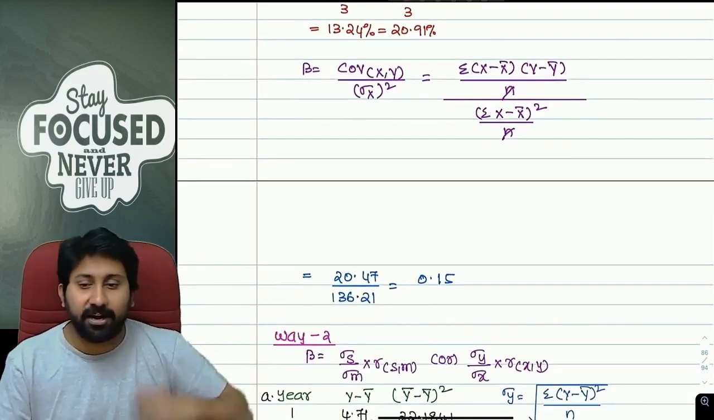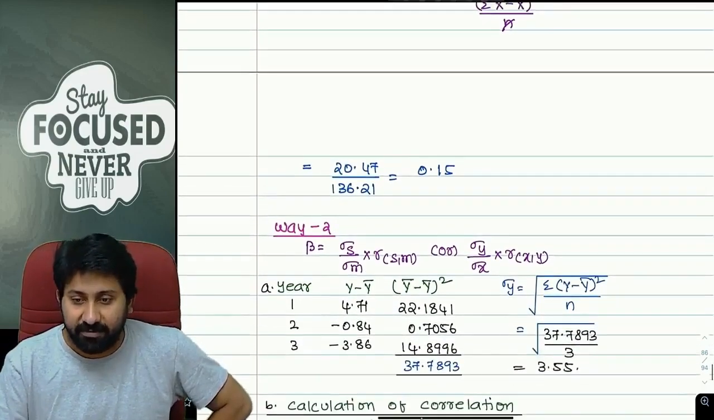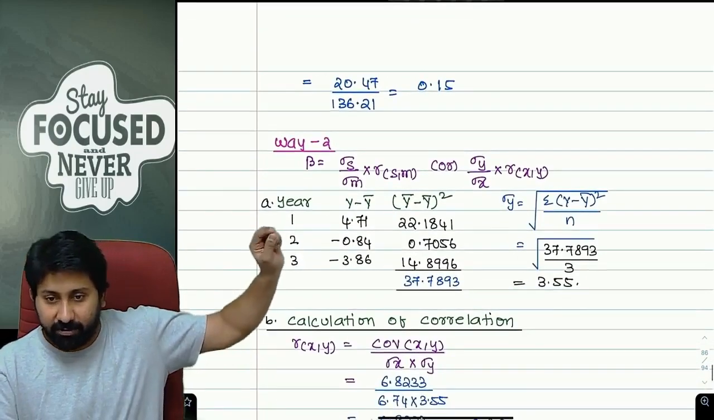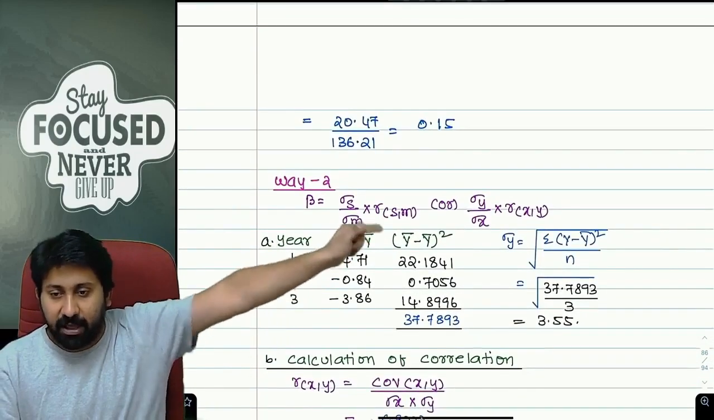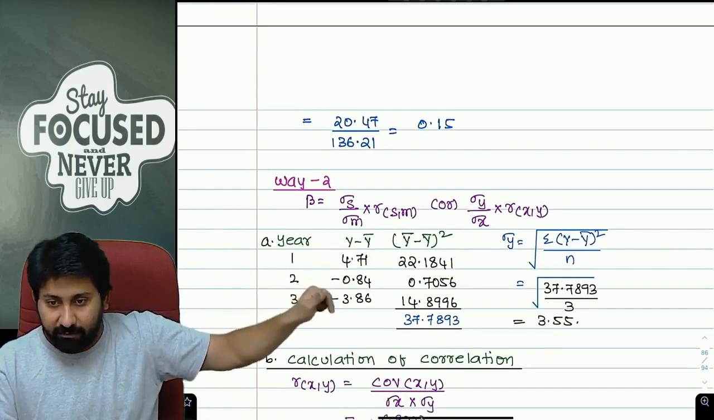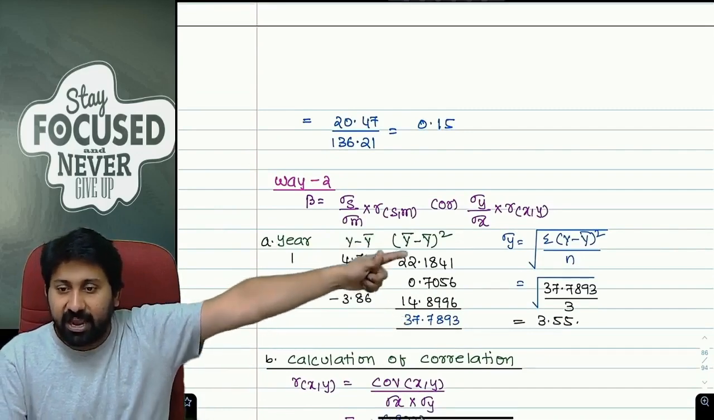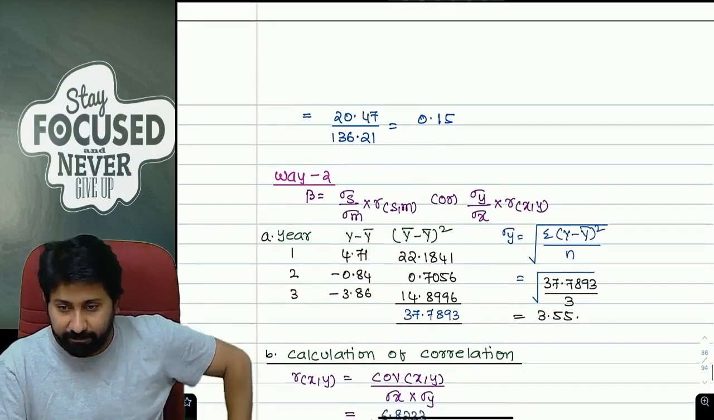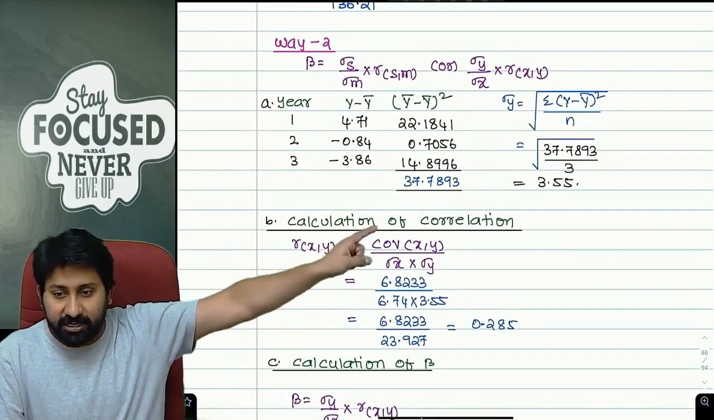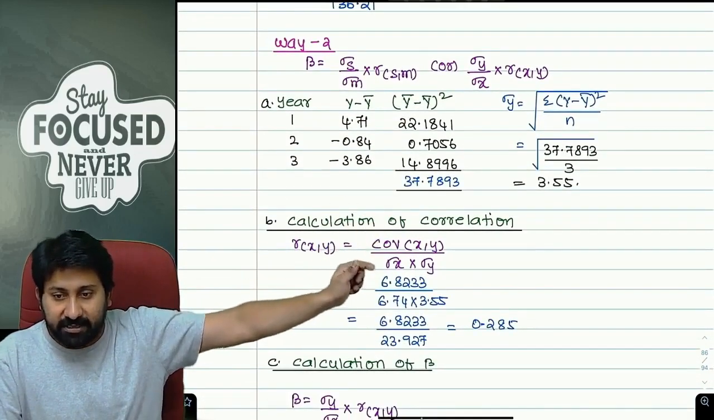Rxy means first we need to calculate the correlation. So for that we need some information. See here what I have done: year 1, y minus y bar the whole square. I calculated the standard deviation, 3.55. Calculation of correlation: covariance of xy divided by sigma x into sigma y.